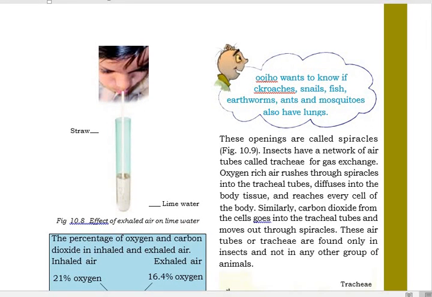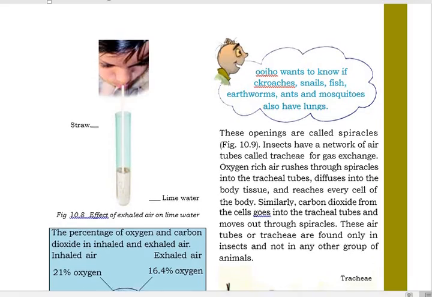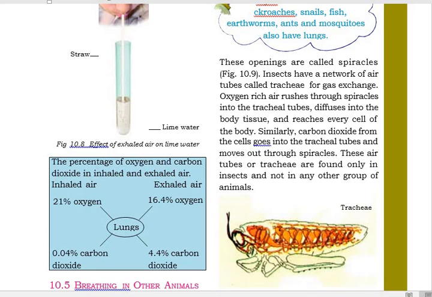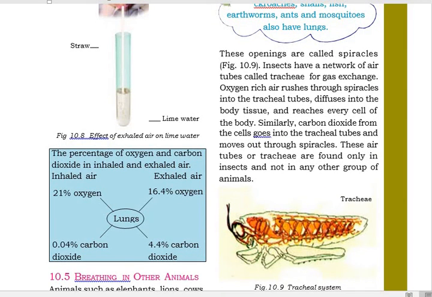After a few minutes of blowing, observe the color change in the lime water. I told you freshly prepared lime water is totally colorless, and now after blowing with your mouth, you can see slowly and slowly the colorless liquid will change into a milky color. What is the reason behind it? What chemical reaction takes place here?